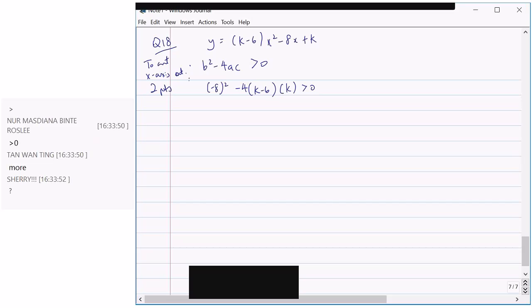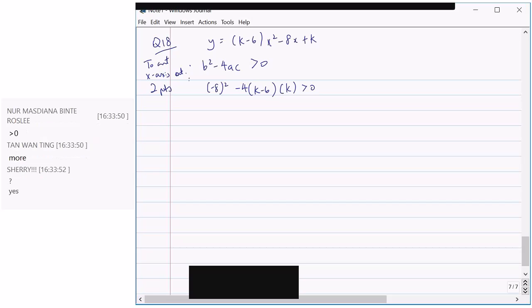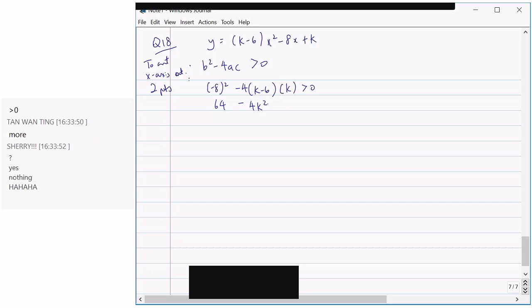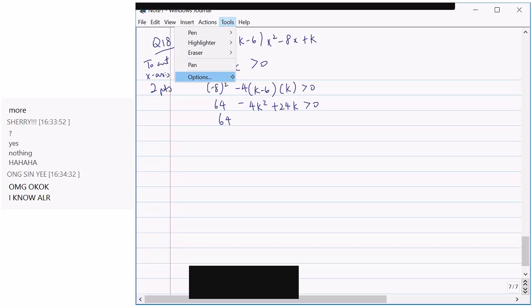Sherry, you alright? Why the question mark? Oh, okay. Nothing, yeah? So I expand. Okay. So I expand everything. I'm not going to show all the steps of expansion, yeah? I assume everybody knows how to expand. I get this. Okay. Expand out properly. Oh, you know already. 64. Oh, okay. Sorry. Let me erase this.